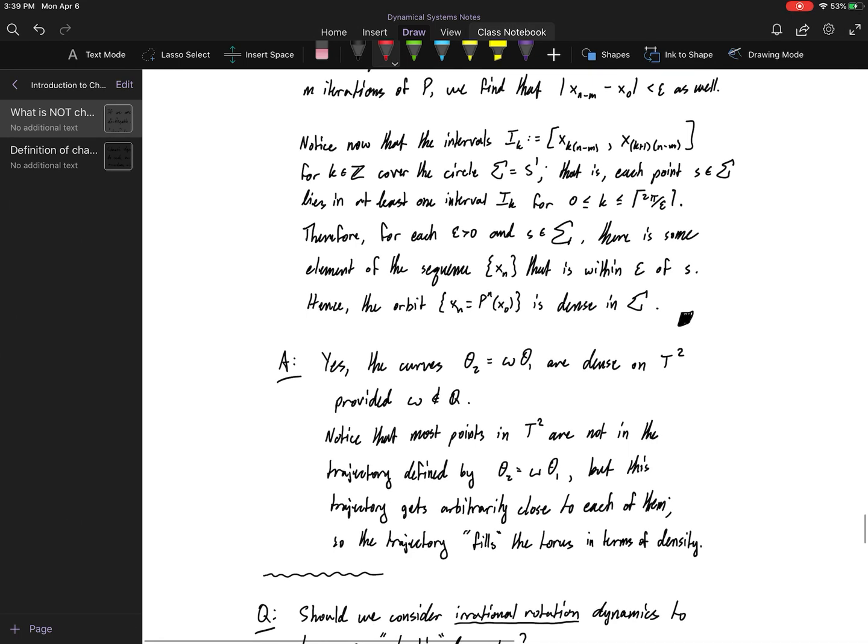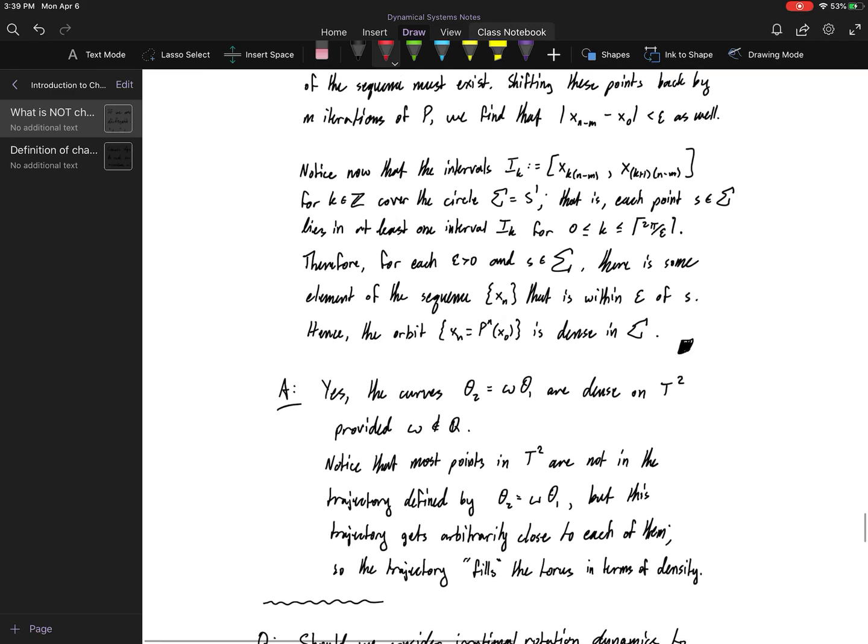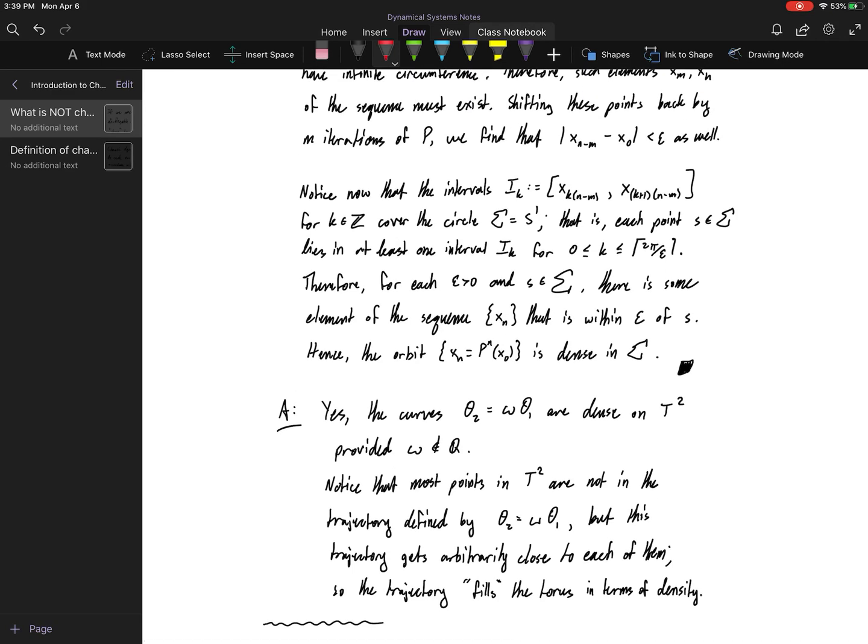So the answer, from our initial question of does this curve ever close up, is, well, yes. Or rather, the question is whether or not this curve fills the torus, and the answer is yes, but with a certain caveat: we need to make sure we have an irrational slope for that curve, and that we are getting arbitrarily close to these points and not necessarily passing through them.